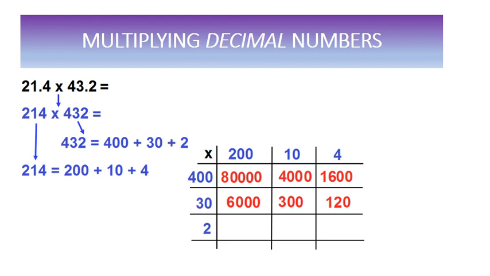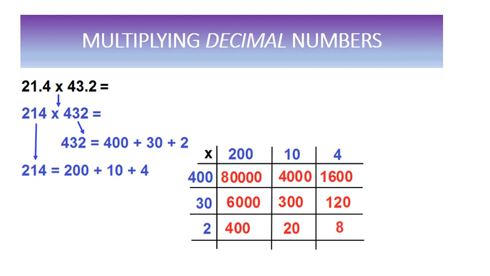So I'm going to do 200 times 2, so we could say 2 times 2 is 4, times by the 100, because 200 is 100 times bigger than 2. So that's 400. We probably could have just written that straight in. 2 times 10 is 20, and then 2 times 4 is 8.